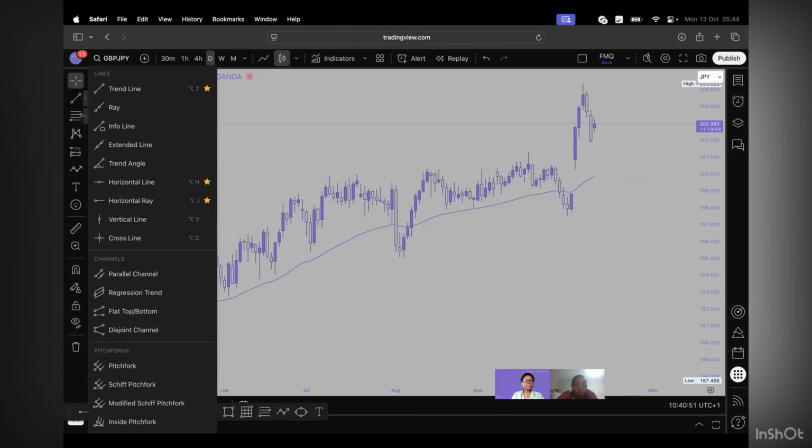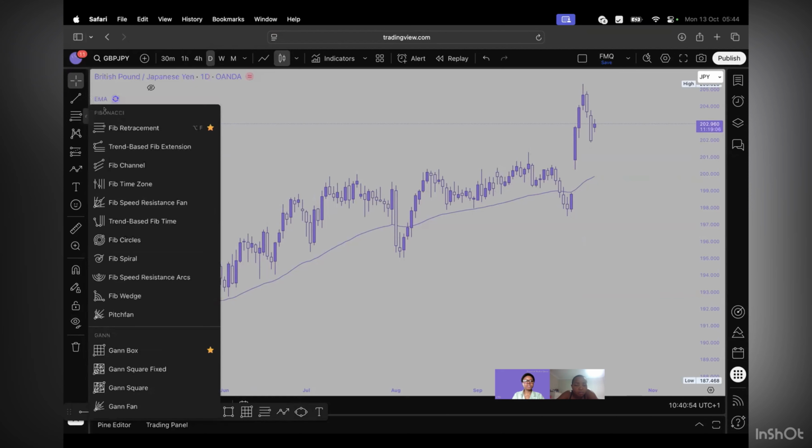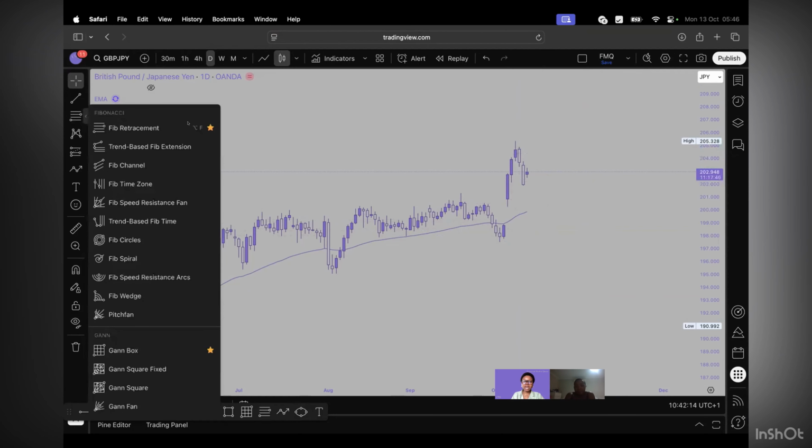When you go to the next icon, which is the Fibonacci, I star Fibonacci. I don't always use Fibonacci, to be honest, but I star it because in some cases I use it. There's trend based, there's Fib channel, there's Fib zone, all of that. I don't use any of that. Of the Fibonacci options, Fibonacci retracement, the first option, is the only one I star. That's the only one I use. Then when you come down to the Gann area, you have the Gann box, the Gann square, the Gann fan. I only use the Gann box.